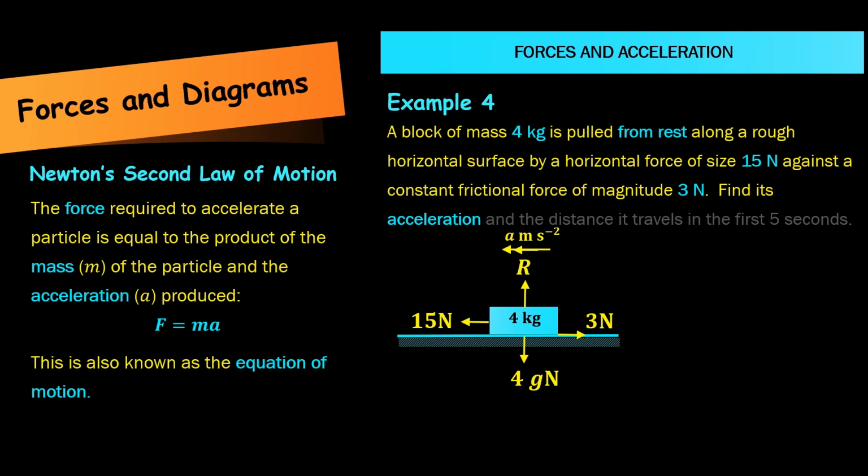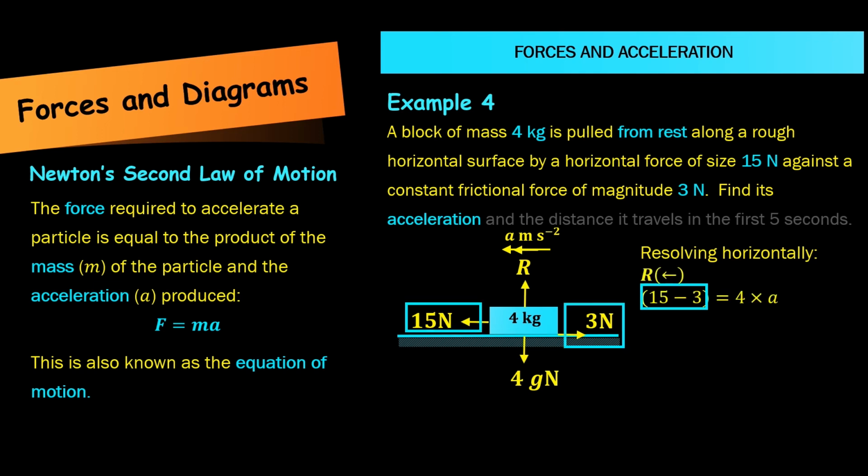We're required to find its acceleration. So let's resolve horizontally in the direction of acceleration. So we have 15 minus 3, which is the force, equals 4, which is the mass, times a, which is the acceleration. And this gives us that a equals 3 meters per second squared.